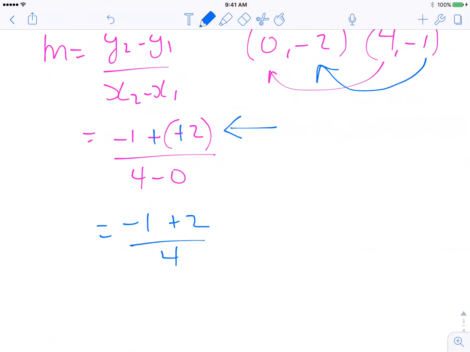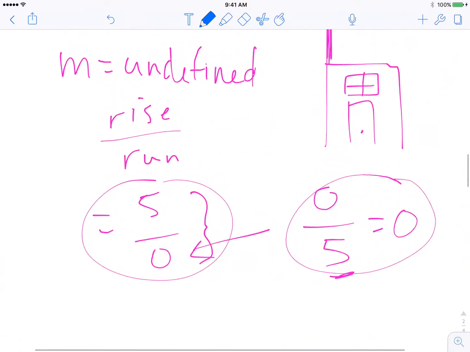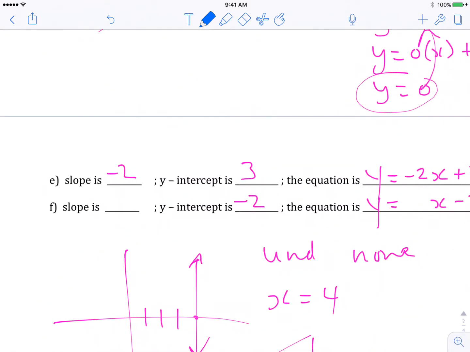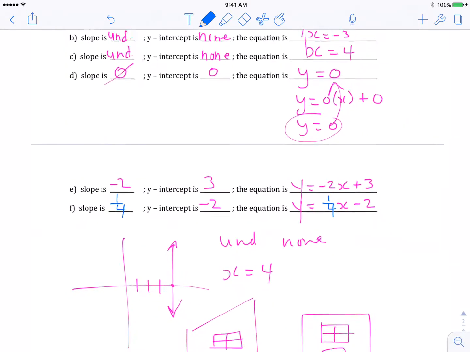which is 4. So as you get more comfortable, I would expect that you would be writing negative 1 plus 2, and you'd skip this step altogether. So negative 1 plus 2 is 1, and the denominator is 4. That's your slope. So the slope is 1/4. Let's scroll back up here. 1/4. In this case, you have y equal 1/4 x minus 2.